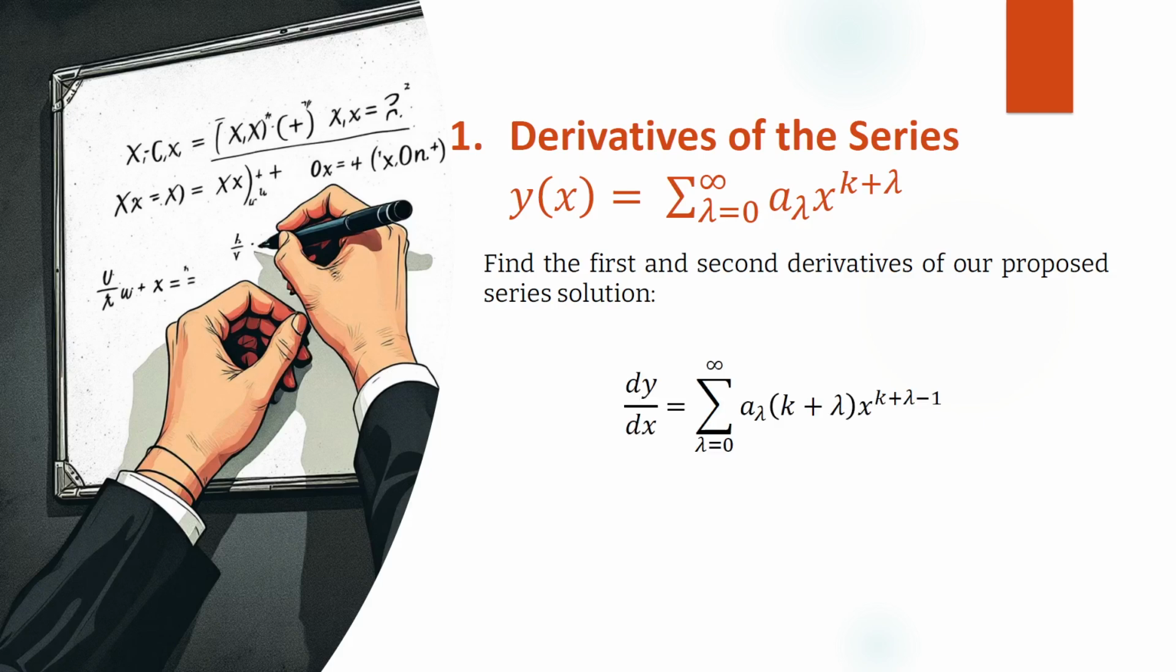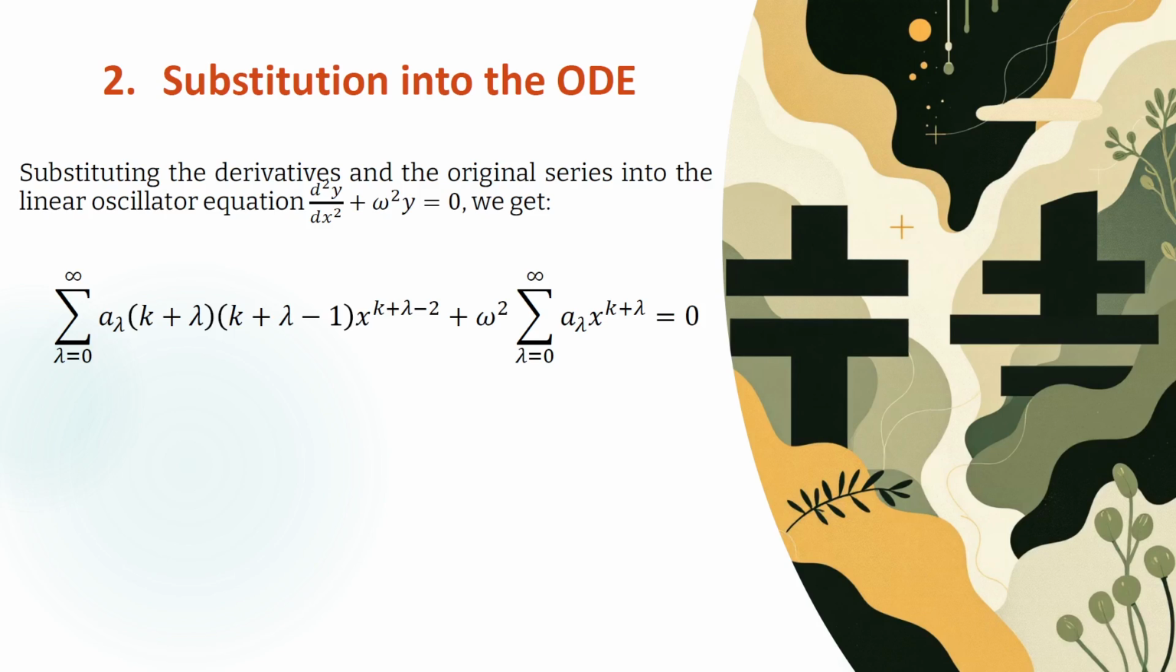So of course, the first derivative of our power series is given by a_λ times (k plus λ) x to the k plus λ minus 1. We also have the second derivative given by this equation. So of course, we are left with minus 2 in the power of x upon getting the second derivative with respect to x. Now, after finding the derivatives, we then substitute the results into our original linear oscillator model.